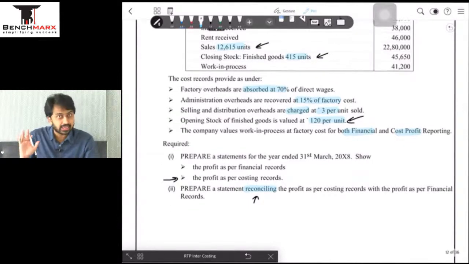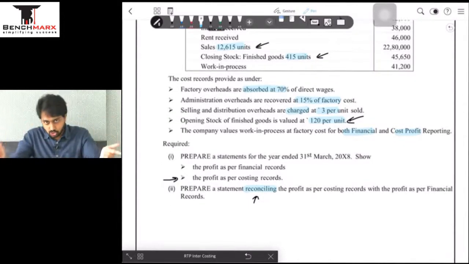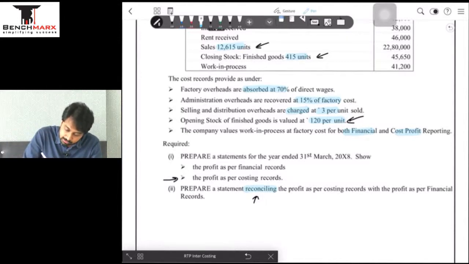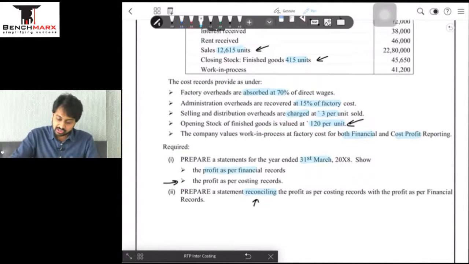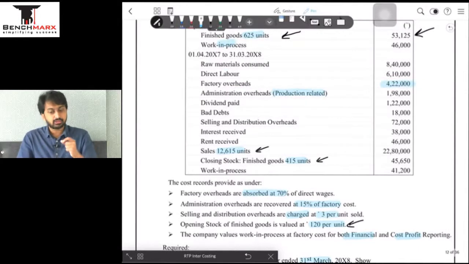ठीक है, करना क्या है? We have been given details of financial records, we have been given the details of costing records. अब करना क्या है? 1. Prepare statements for year end so and so showing the profit as per financial records. Okay, financial records के details are given. Has the question given us the profits as per financial records? No. अगर profits ही दिया नहीं है, where do we start the reconciliation from? Which means we have to find the profits.